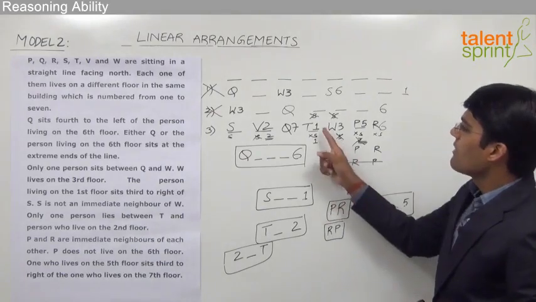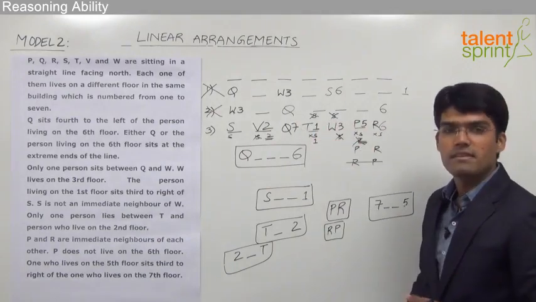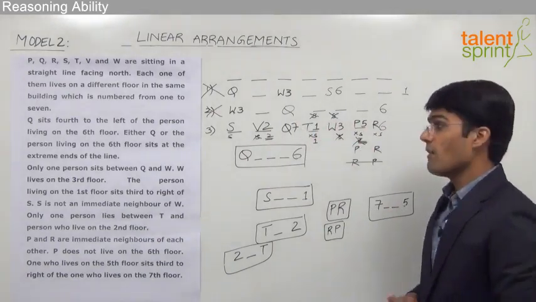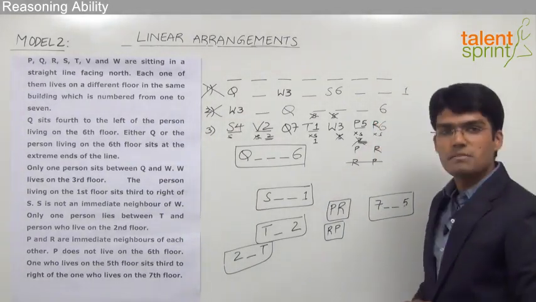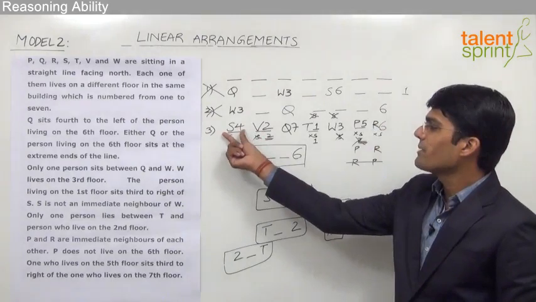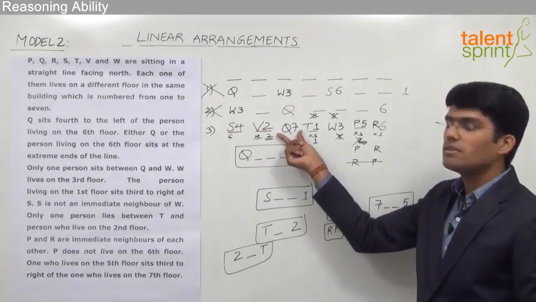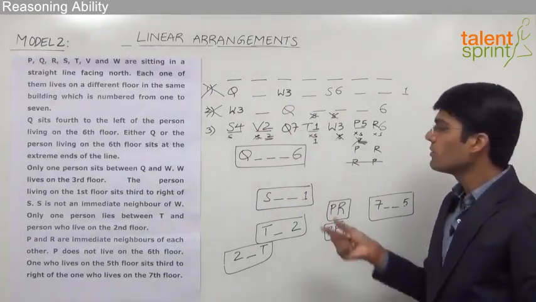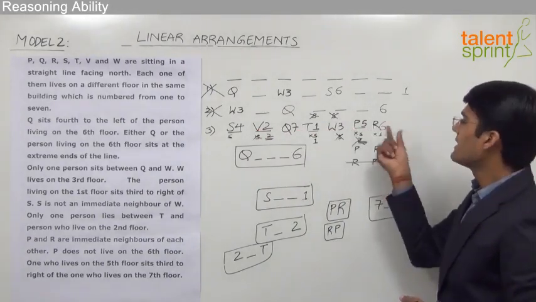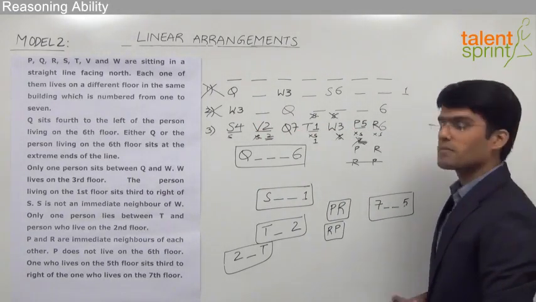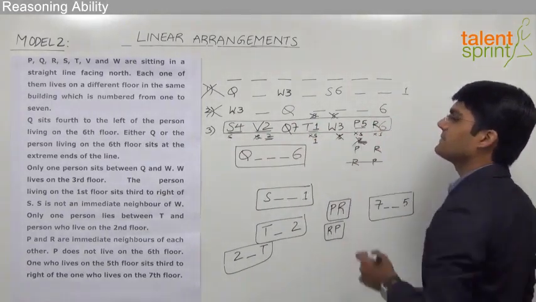And if you observe now, 1st floor, 2nd floor, 3rd floor, 5th, 6th and 7th have been fixed. And the only left out floor is floor number 4, which has to go for the person S. So this completes the arrangement. That is, the first position is occupied by S, who lives on 4th floor, second with V on 2nd floor, third with Q on 7th floor, fourth with T on 1st floor, fifth with W on 3rd floor, sixth with P on 5th floor, and the last one with R on 6th floor. So this is the correct arrangement of the given statements.